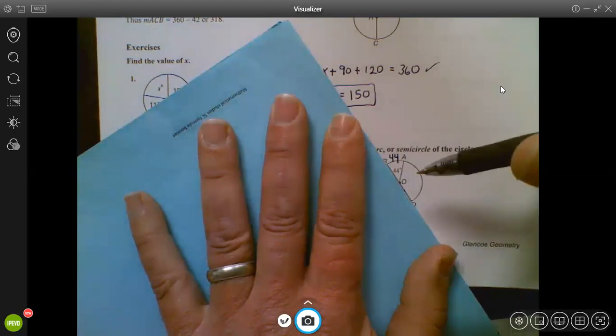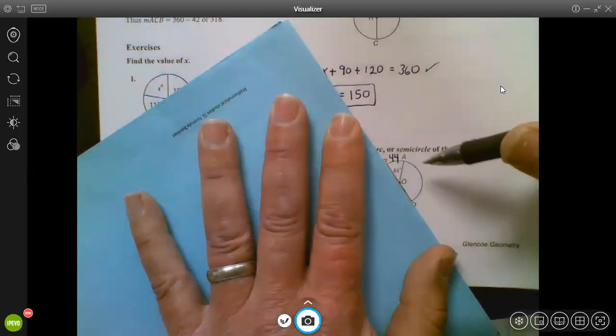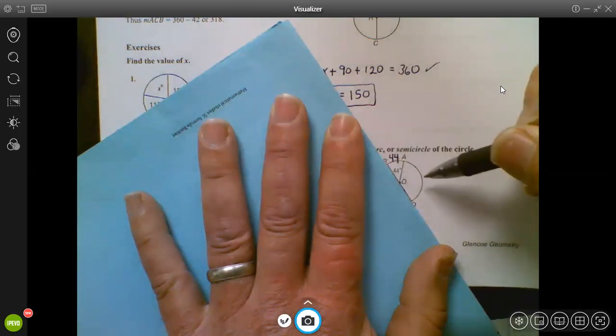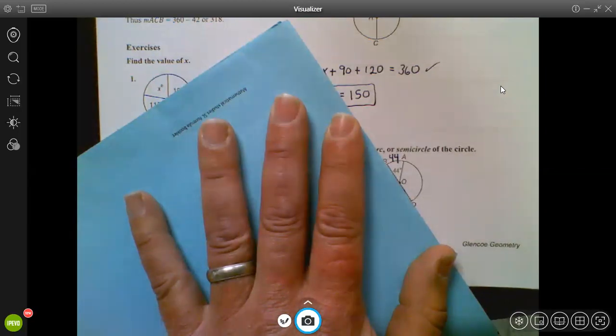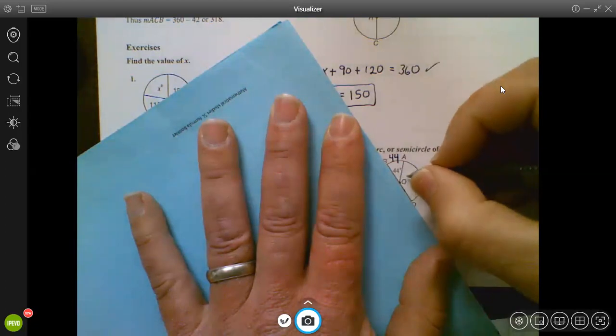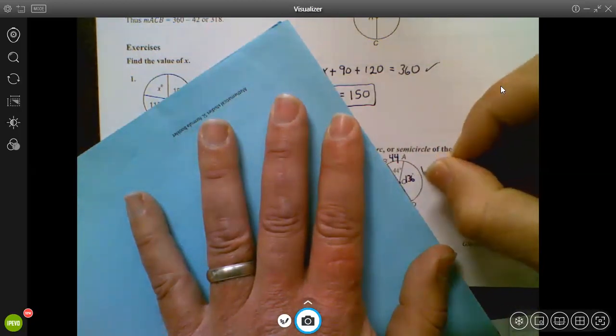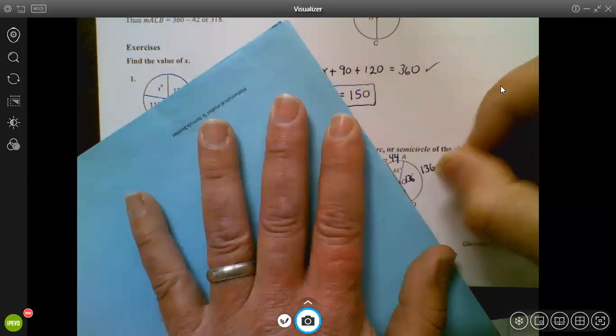So if I have half the circle, then I know this total should be 180 degrees. So if that's 44, what would our missing arc have to be in order to get a total of 180? So if we did 180 minus 44, that tells us that this guy is 136. So the central angle would be 136, and its intercepted arc would also be 136.